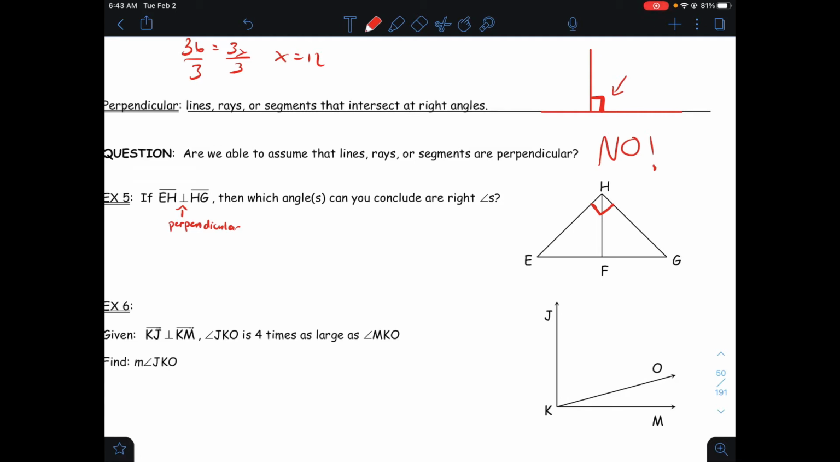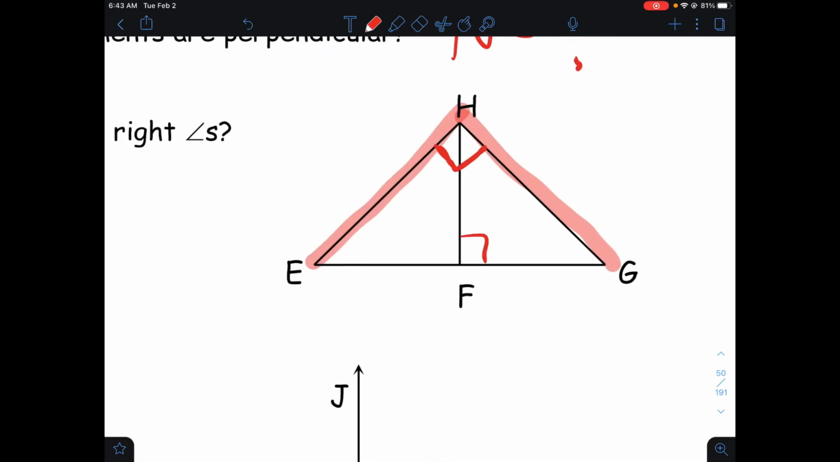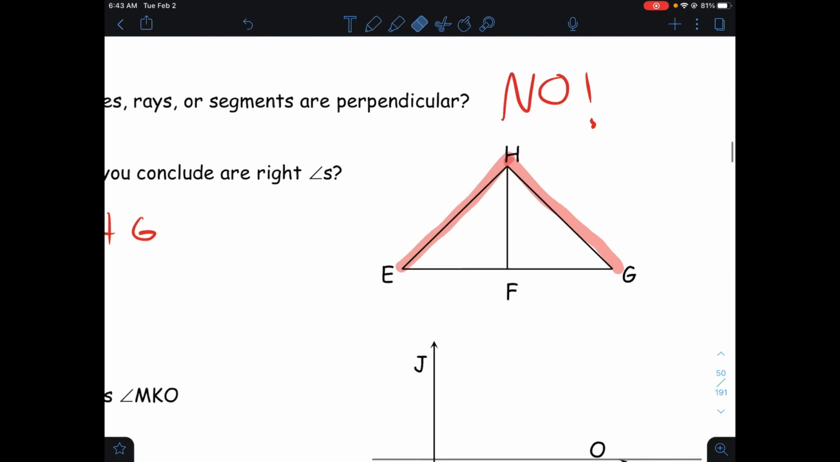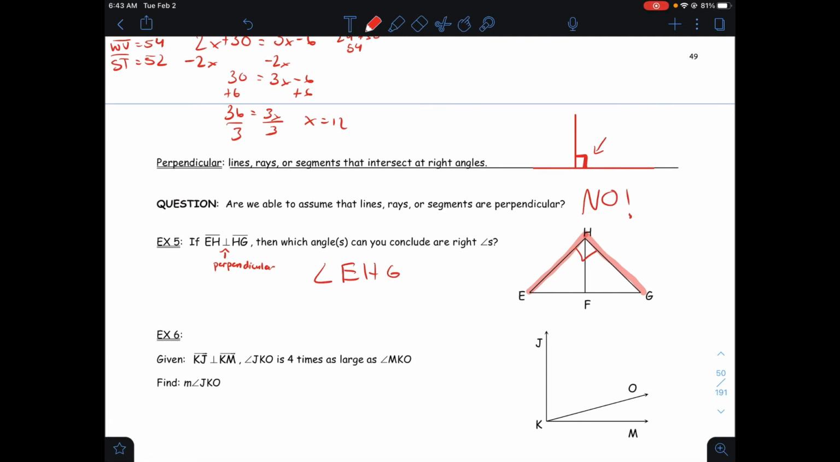So it says, then which angles can you conclude are right angles? So really, I guess I just kind of gave you the answer here, right? If they told us that these two are perpendicular, we can conclude that angle EHG is a right angle. We cannot conclude that this is a right angle because we don't have any information on that. But we can say that this is a right angle since we know that these two sides are perpendicular.